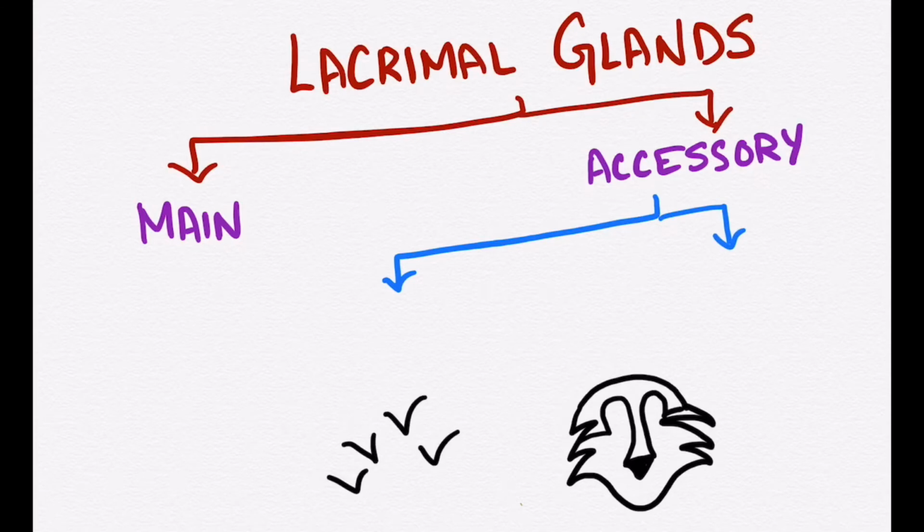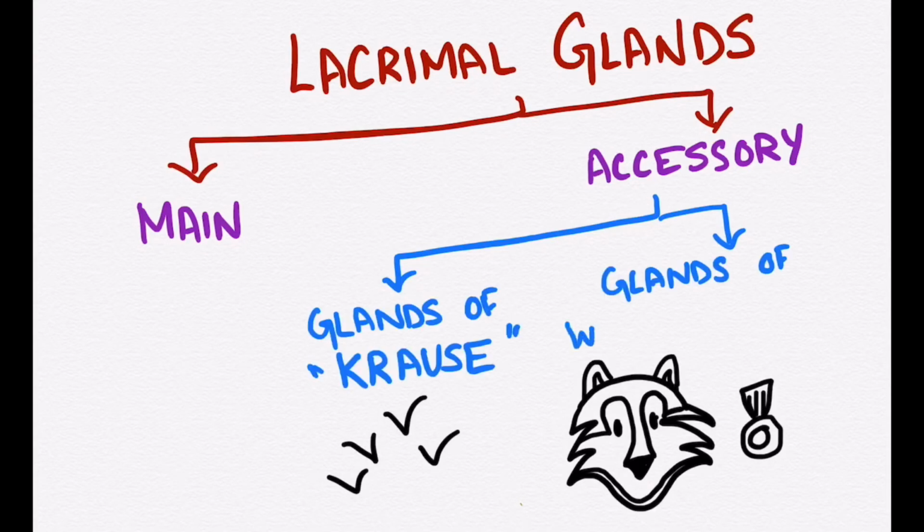In order to remember those structures, please keep in mind the following picture, that is a group of crows and a wolf and a ring besides it. So the accessory glands are the glands of Krause and the glands of Wolfring. The Krause slightly resembles the group of crows. I know it's lame, but it helps us in remembering, so that's fine.